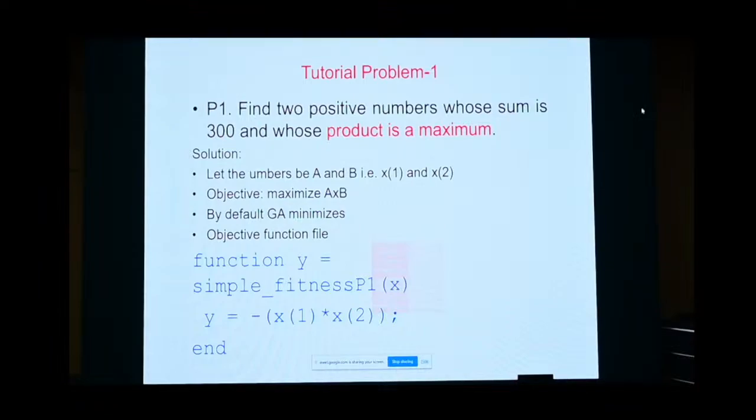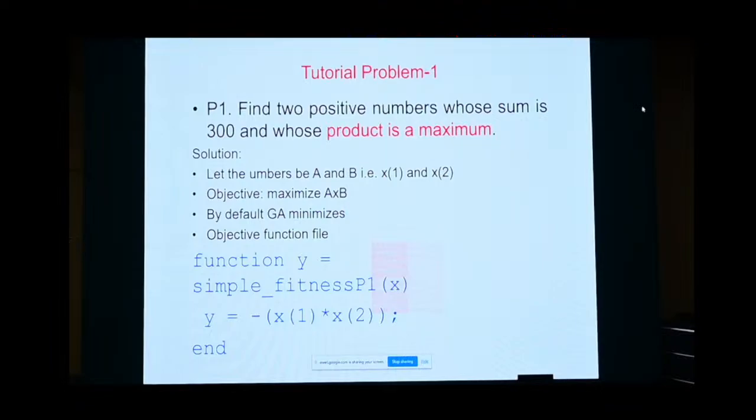Suppose the problem is: find the two positive numbers whose sum is 300 and whose product is maximum. Okay, a simple problem is given, and how to apply the GA to solve this type of problem. So first you have to find what you want to minimize or maximize, because optimization means either minimization or maximization. So the product is a maximum. That is our objective. So our objective is maximization of product.